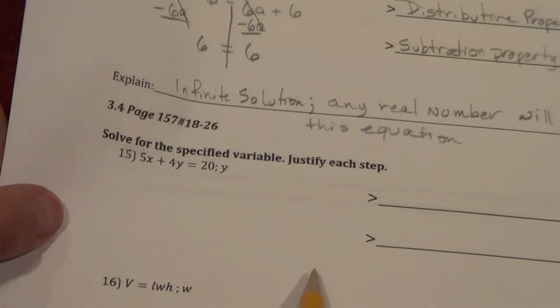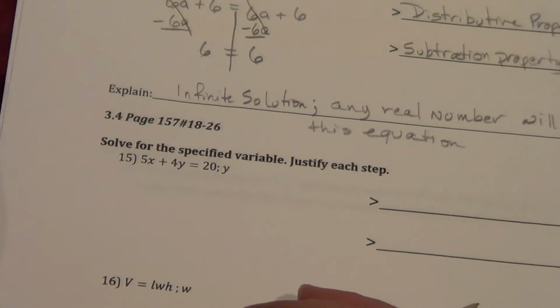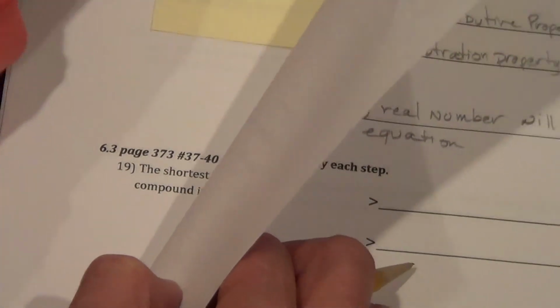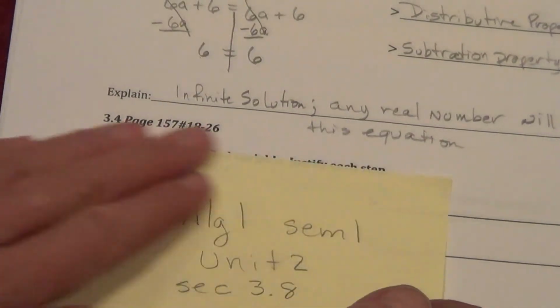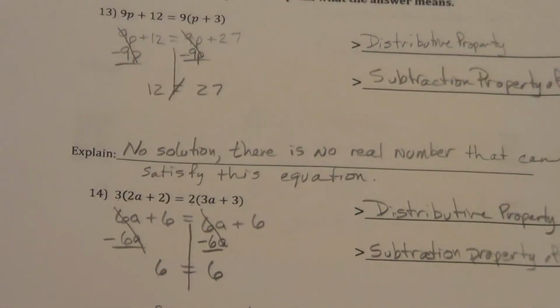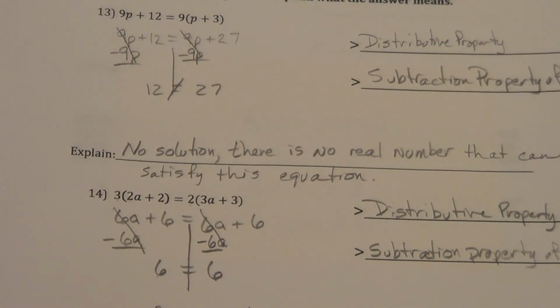Okay, down here, actually, I need to hold on this. This is a new section. This is actually section 3.8. So you've finished off this section, which was 6.4. Thank you very much.